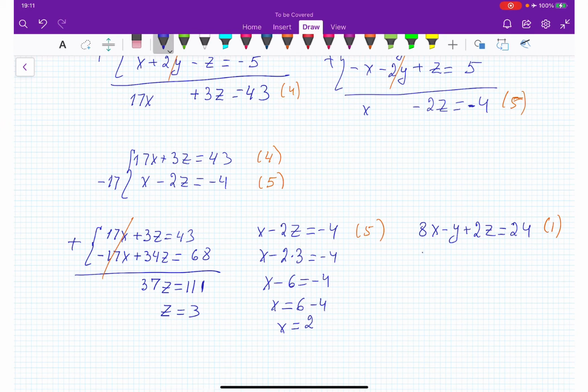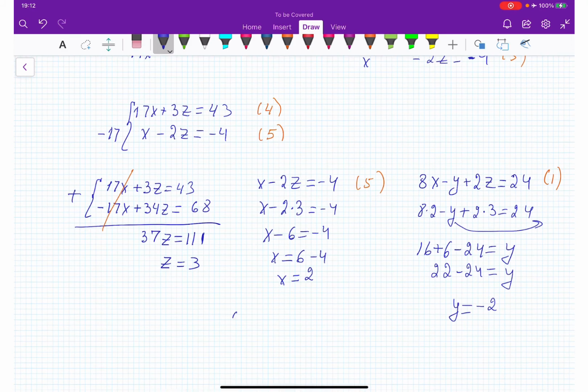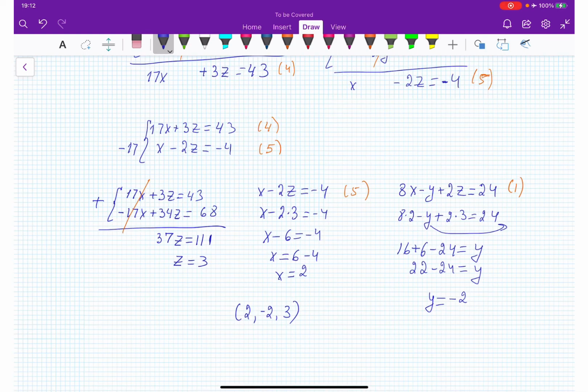x is 2, so 8 times 2 minus y plus 2 times 3 equals 24. So it looks like y is negative. I'm going to move y this way and move 24 this way. So it will be 16 plus 6 minus 24 equals y. So 16 plus 6, 22 minus 24 equals y. y is equal to negative 2. And here we got the solution. x is 2, y is negative 2, z is 3.